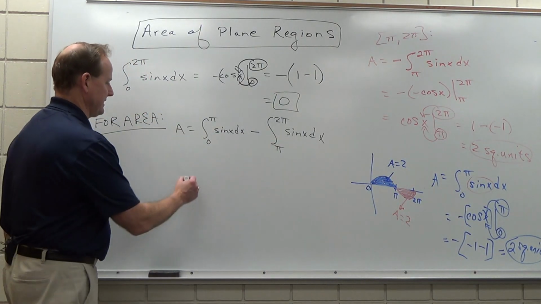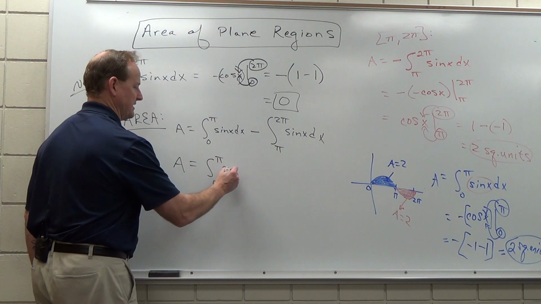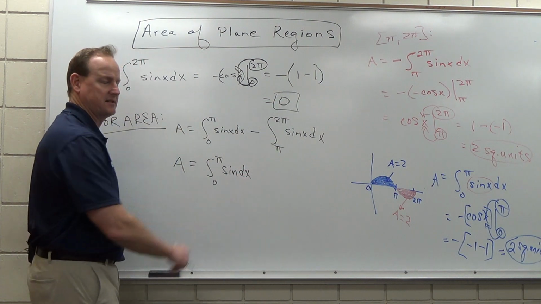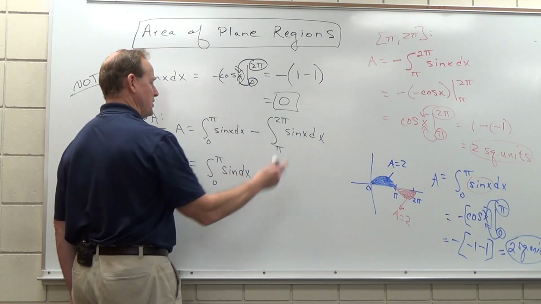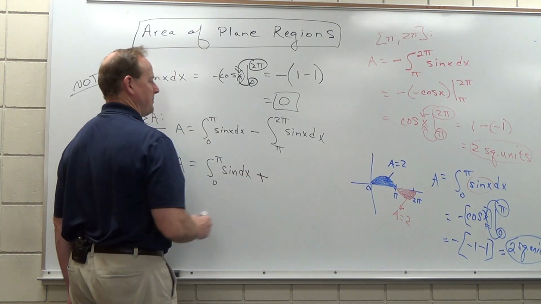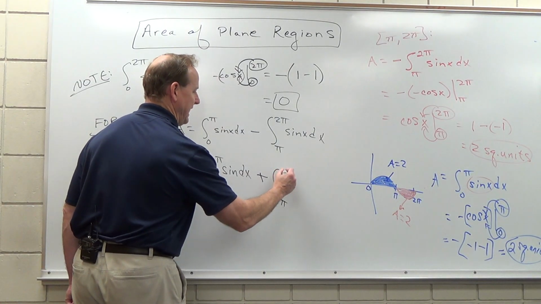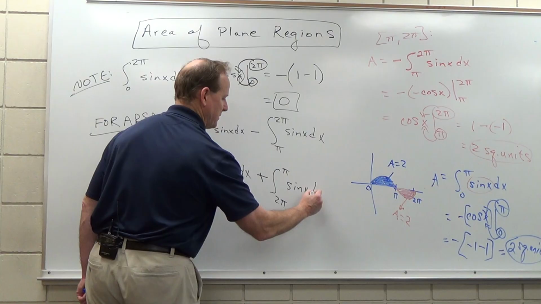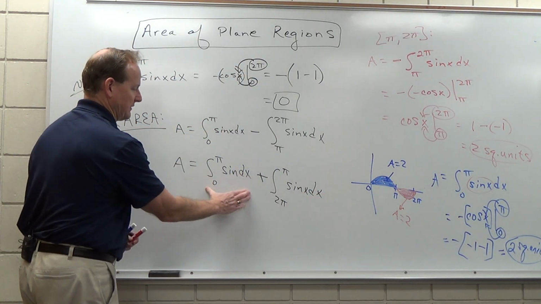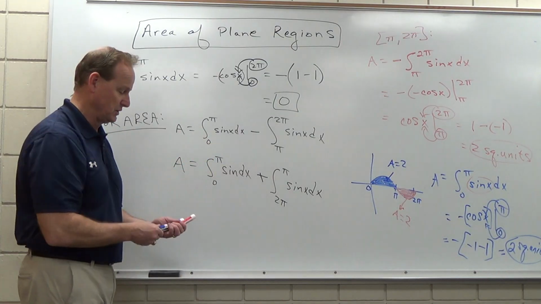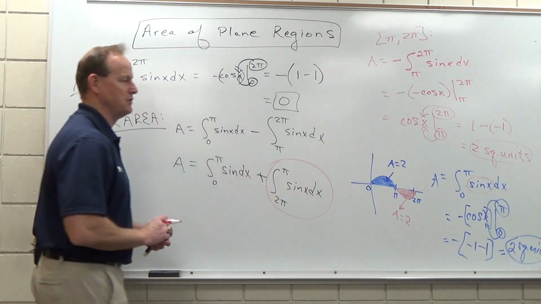The other way we could write this, I could say the area is the definite integral from 0 to pi of the sine of x with respect to x, which gives us the positive 2 square units. And instead of subtracting from pi to 2 pi, I can take the opposite of that, which is add the definite integral from 2 pi to pi of the sine of x with respect to x. So I'm going to finish this video just verifying. We already know that the blue part is 2 square units. So let's just see if this adds another 2 square units to that.